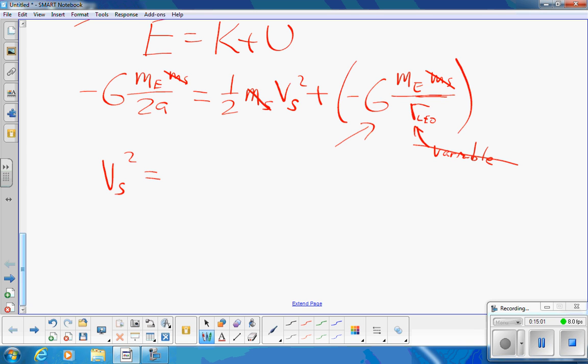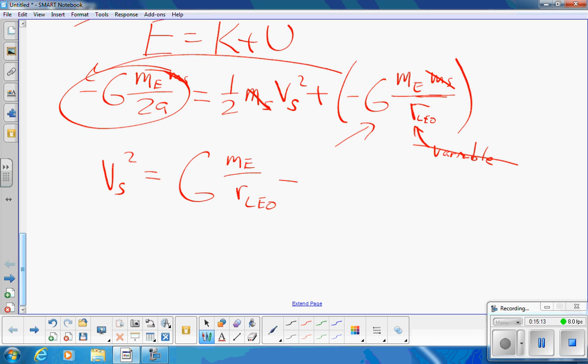So, I'm going to add that term to the other side. It's going to become positive: G mass of Earth over r Leo. So that got added over here, minus this guy, minus G M E over 2a. And I have to multiply, this is 1/2. Okay, so now I can multiply through by 2.